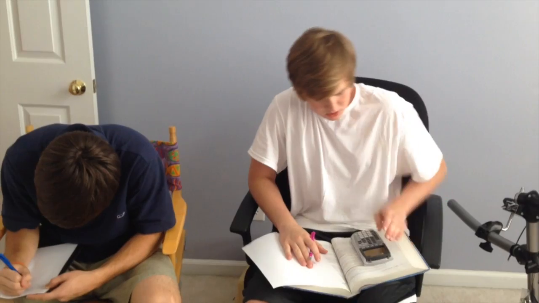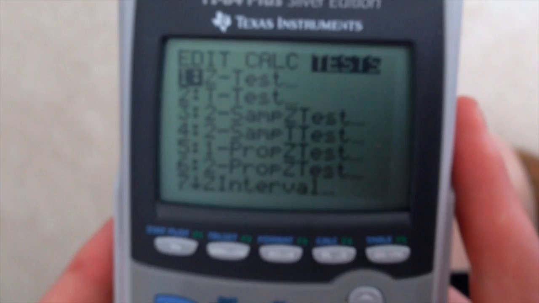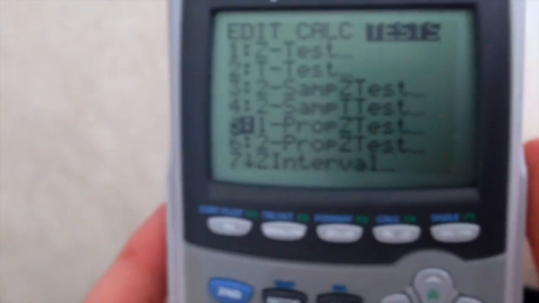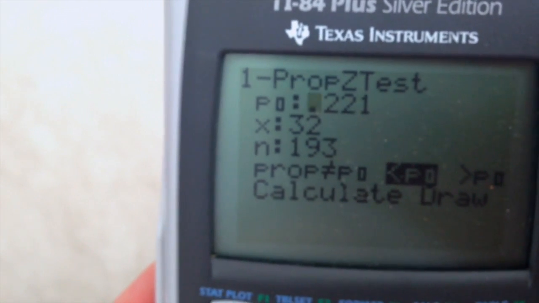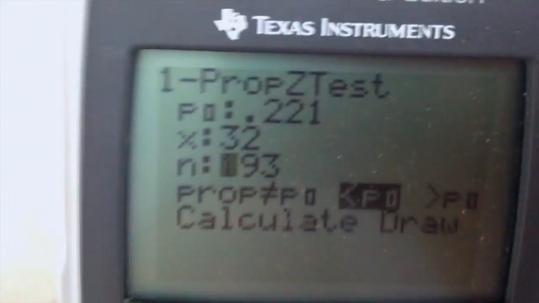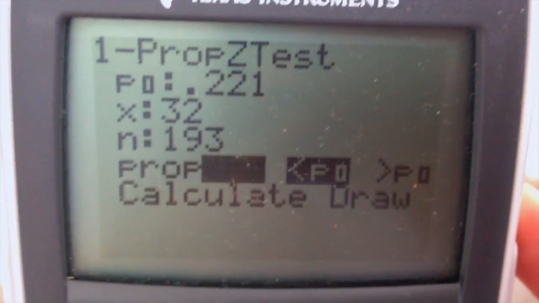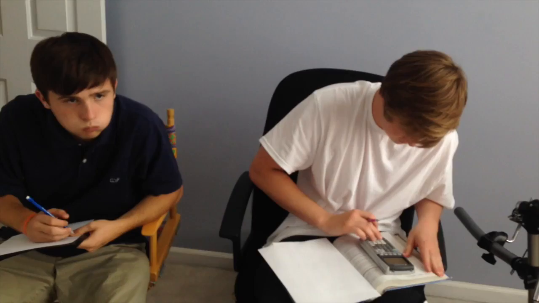Mr. Vaughn, I have a question. I'd like to know what you put in your calculator to solve the actual one proportion z-test. First, you go to Stat, then you go over to Tests, and go down to one proportion z-test. Then you have to put in your probability, which is 0.221, your x, which is 32, your n, which is 193, and you have to bold the thing that says less than, and then press Calculate.